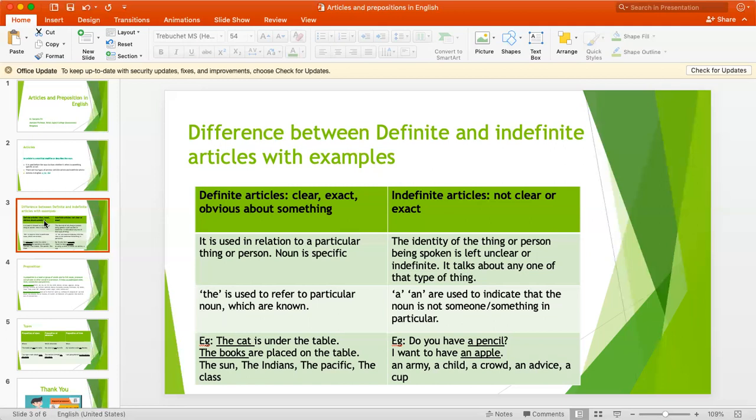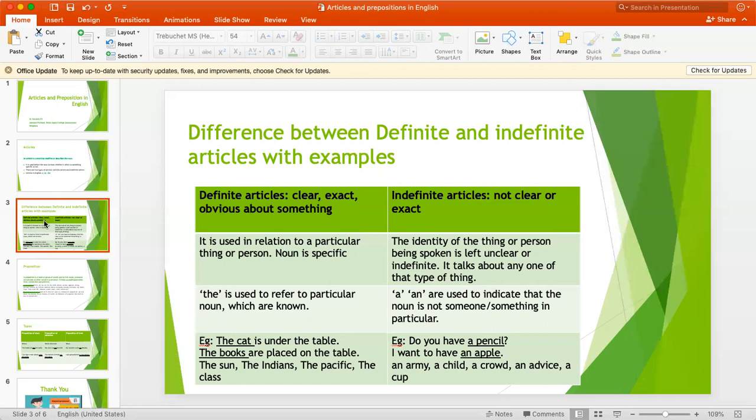The next example is the books are placed on the table. Just imagine you have piles of books on the sofa or on the chair, and you have arranged them neatly on the table. In that scenario, you say the books are placed on the table. So you are specifying a very particular thing here, the noun books, the books.